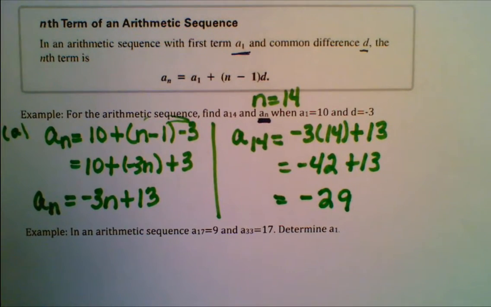And there we go. For this sequence, it's asking us to find the 14th term, and our 14th term is -29.